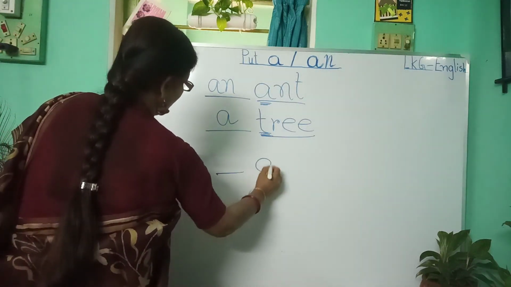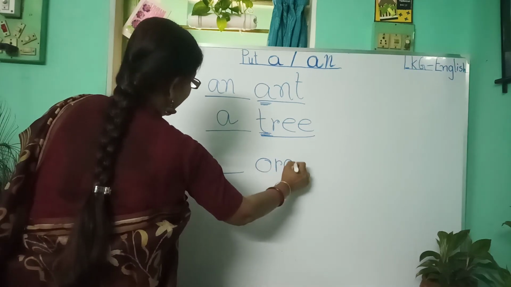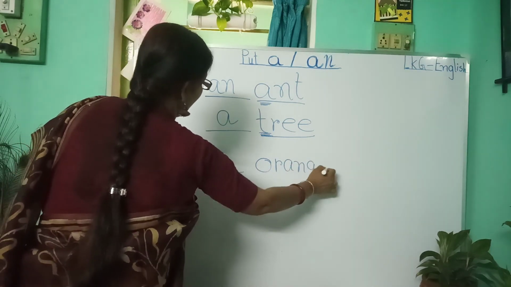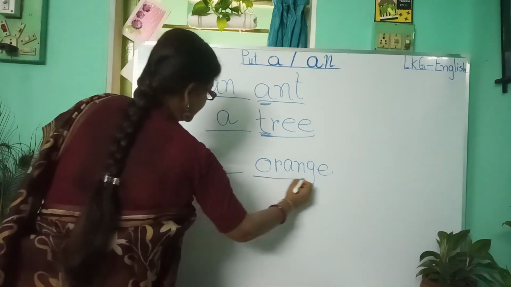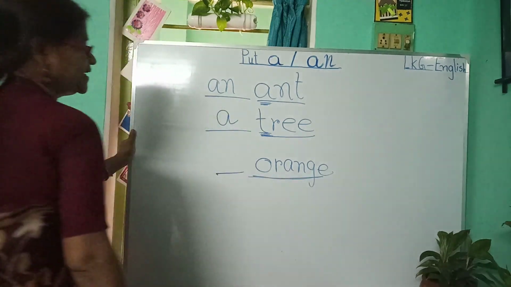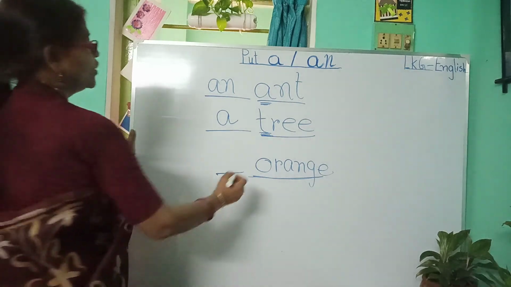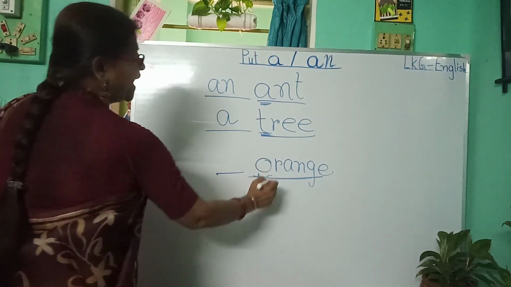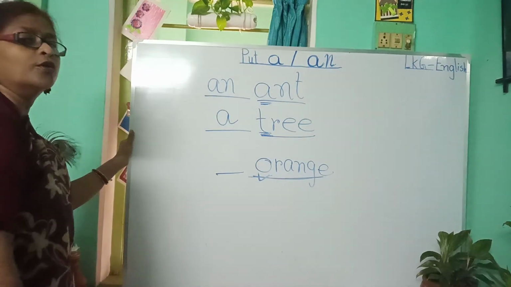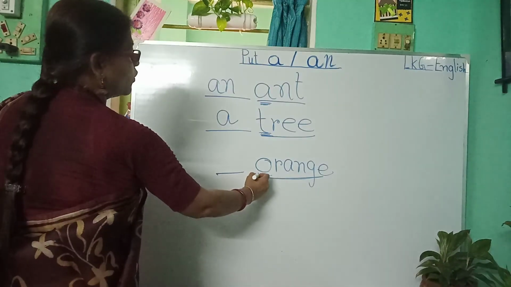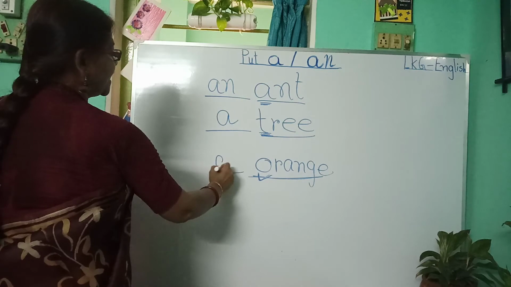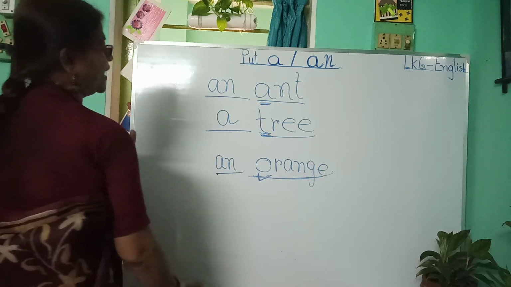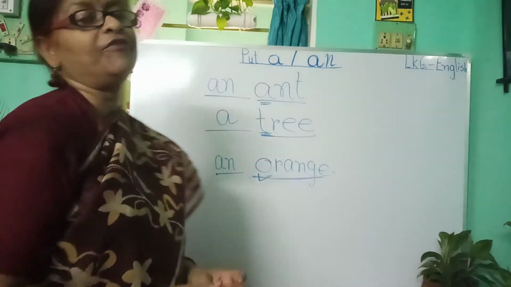Then O-R-A-N-G-E, orange. The starting letter of orange is O. A-E-I-O-U. So, O is a vowel. I will put here A-N. Understood? Everybody will practice it at your home.